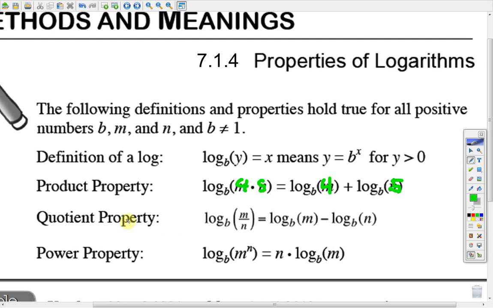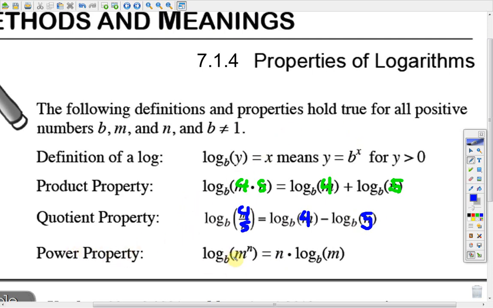Quotient property says log base b of m divided by n is equal to log base b of m minus log base b of n. So to use another example, if we had log of 4/5, I'm writing with the mouse, so bear with me here, that's equal to the log of 4 minus the log of 5. You'll notice that this is very similar to exponent rules because logs are just the inverse functions for exponents.